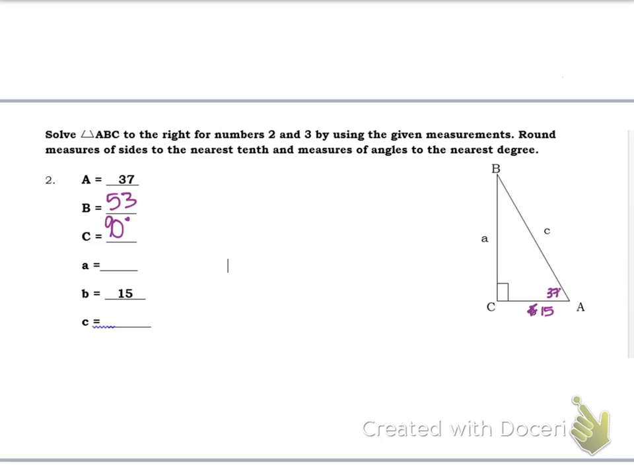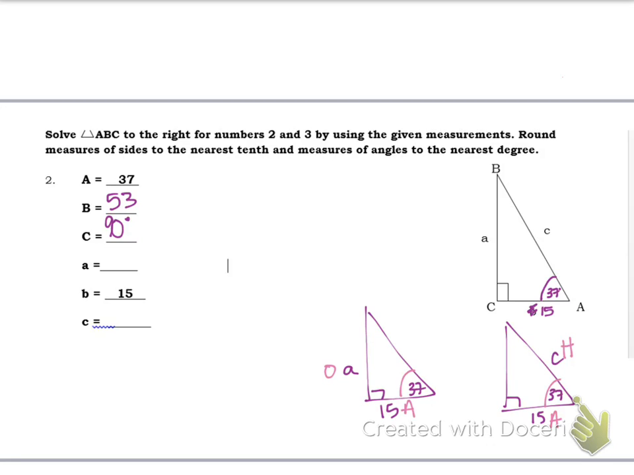Okay, so then missing sides, I always start looking at it from my given here. So if I redraw it, I've got 15, I'm looking at it from 37. This one I'll find A. And this one I will find C. Okay, so I'm going to label my sides based on what I'm having here. So if I'm looking at it from 37, I've got my opposite and adjacent. And I've got my adjacent and hypotenuse. Okay, opposite and adjacent is tangent, so tangent of my angle equals opposite over adjacent.